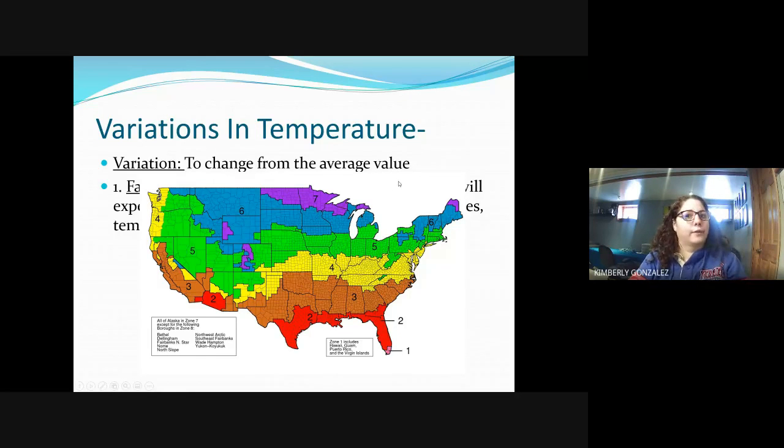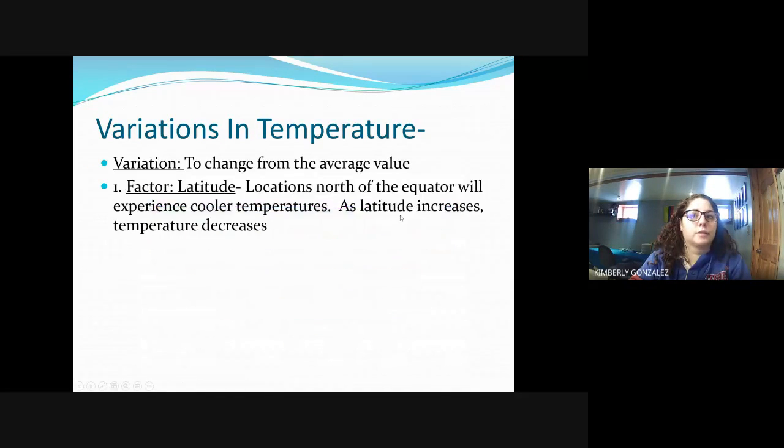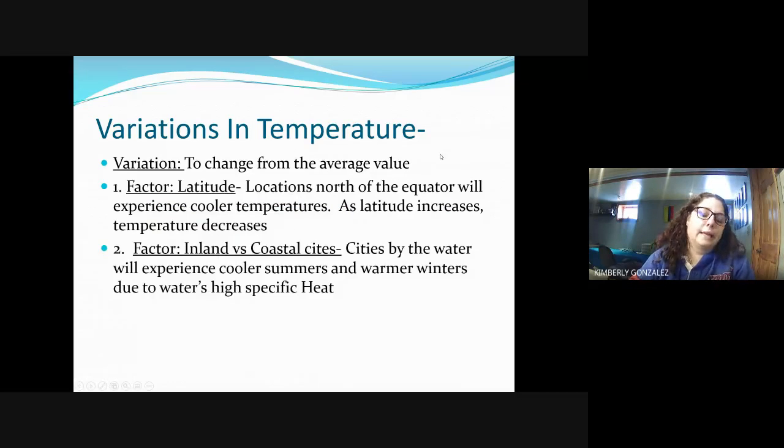Now, there are other factors as well, which we already started learning about, like inland versus coastal cities. This is all coming back, right? So cities by the water are going to experience cooler summers and warmer winters because we're surrounded by that water, which during the winter keeps us a little bit warmer compared to inland, where they're not.